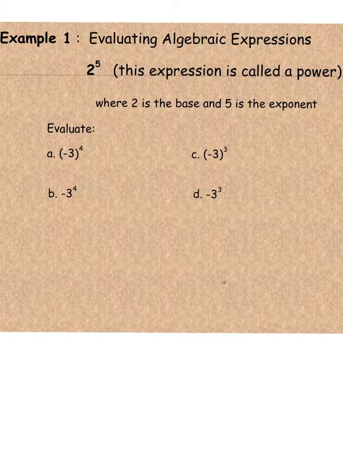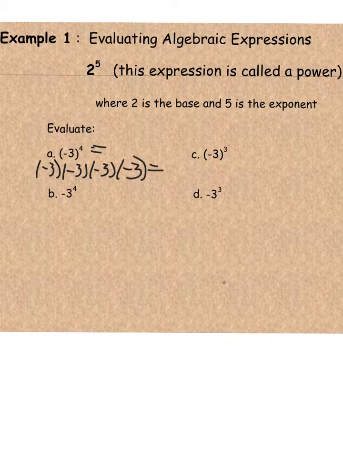This means that we are going to multiply -3 4 times. Now remember, if you multiply a negative times a negative, that gives you a positive. So we can see here I'm multiplying the number -3 an even amount of times. That's going to give me a positive 81.